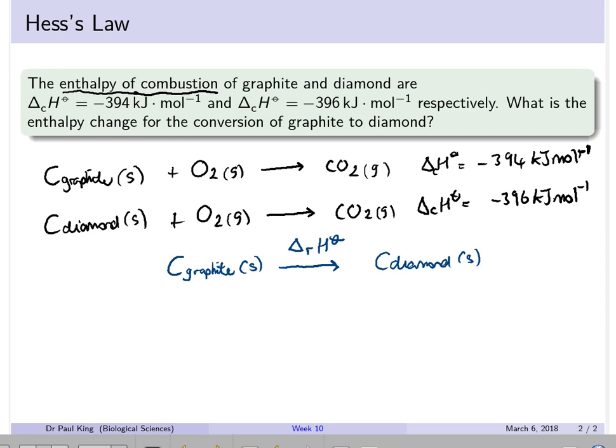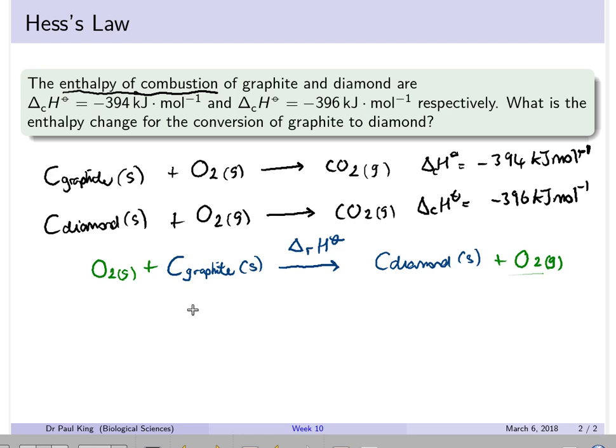Well, what we can do is we can obviously look at the reactions we've got, and they both involve either the reaction of graphite with oxygen or diamond with oxygen. So if we add oxygen to both sides of this equation, we're not changing the enthalpy change for the process. So the enthalpy change of this process is still the conversion of graphite to diamond. All we've done is simply add oxygen to both sides of that equation, and when you add the same compound to both sides of a chemical equation, you don't change the overall enthalpy change.